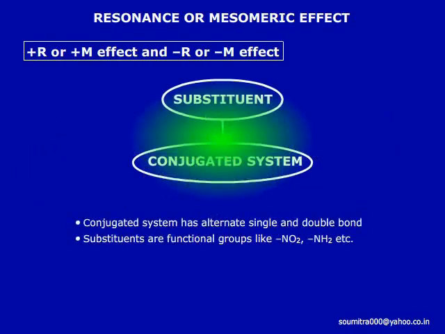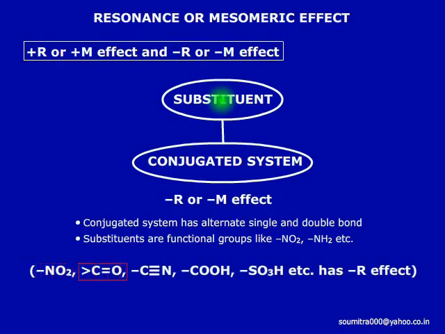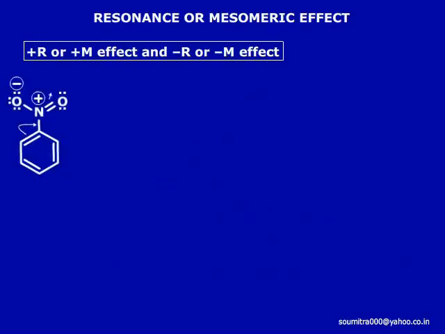When a substituent of a conjugated system decreases the electron density on the entire molecule by delocalization mechanism, it is called minus M or minus R effect. Substituent groups like NO2, carbonyl group, cyanide group, carboxylic group, SO3H group fall under this category. The mechanism is like this.